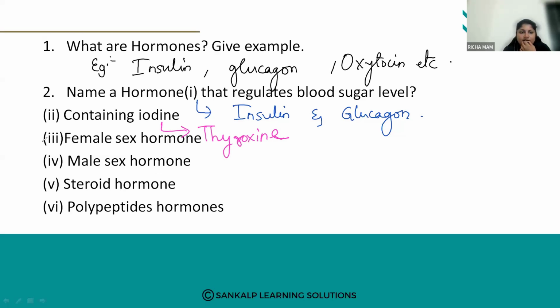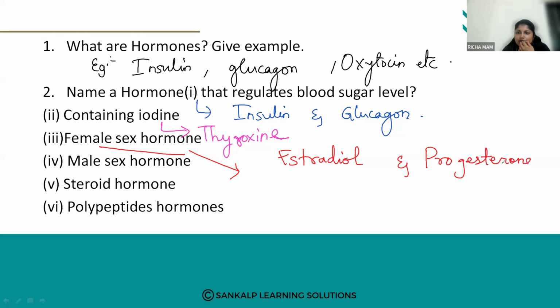Then which is the female sex hormone? It is estradiol and progesterone. So these are the female sex hormones. Then which is a male sex hormone? It is testosterone. Testosterone is the male sex hormone.